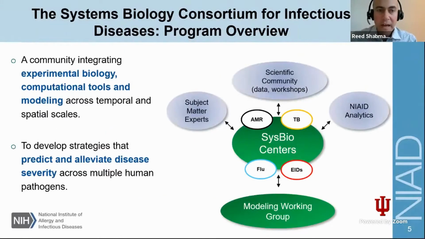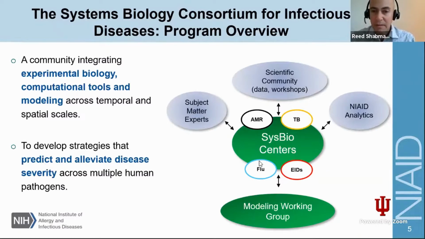Just drilling down into specifically where we sit in this, or who some of the individuals are that our office supports in this effort, is the Systems Biology Consortium for Infectious Diseases. This is what I'll be talking about for the meat of the talk. This is a community that integrates experimental biology, computational tools, and modeling across time and space to develop strategies to predict and alleviate disease severity across multiple pathogens.